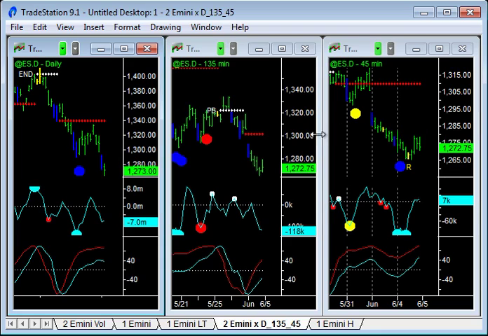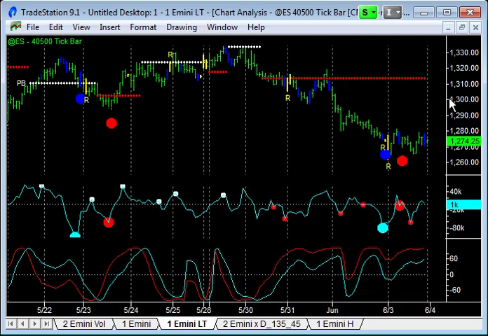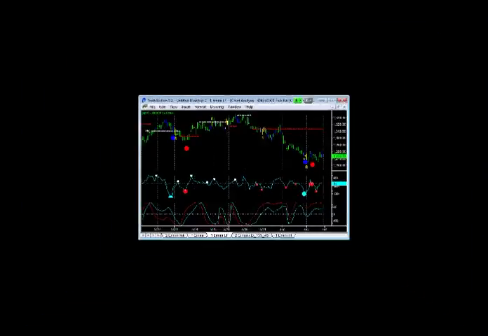So pullback to end of trend, first of all on the 45-minute chart, then on the 135, and then on the daily chart. So that's what I'll be looking out for over the next few days. So looking for a little bit of a jump up tomorrow to end somewhere where we get that pullback in a downtrend. Hope you traded well today.